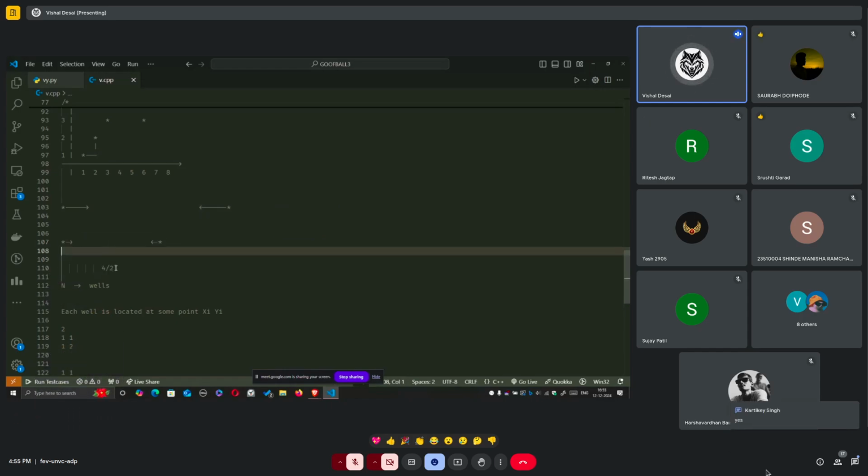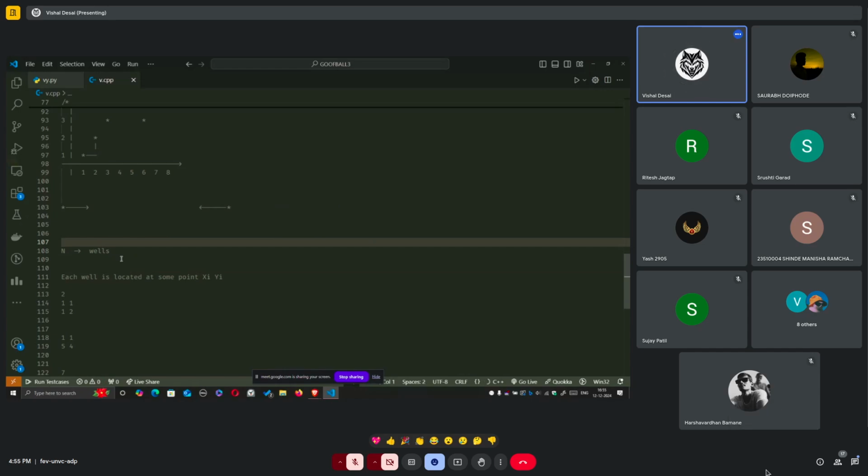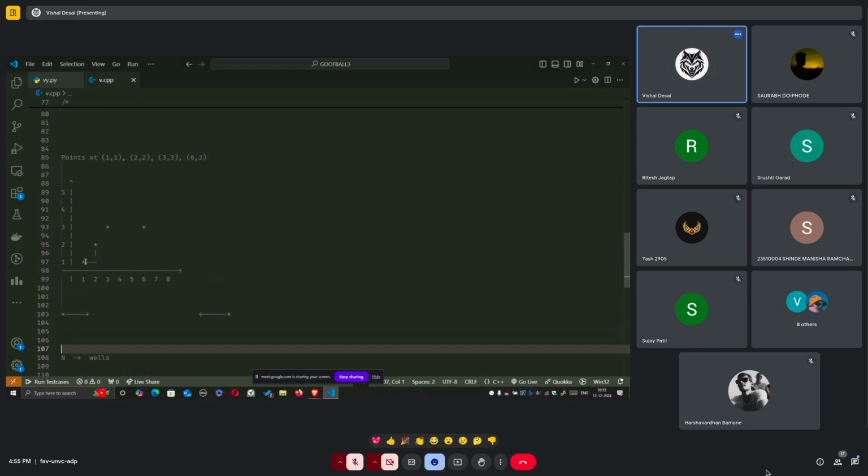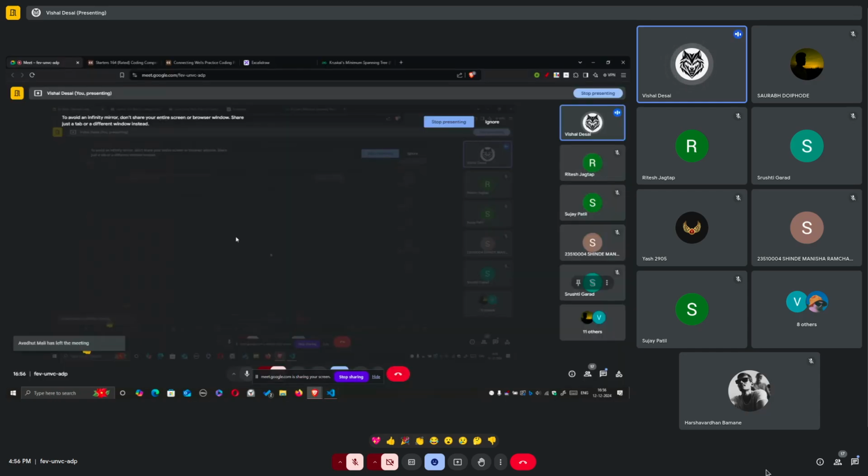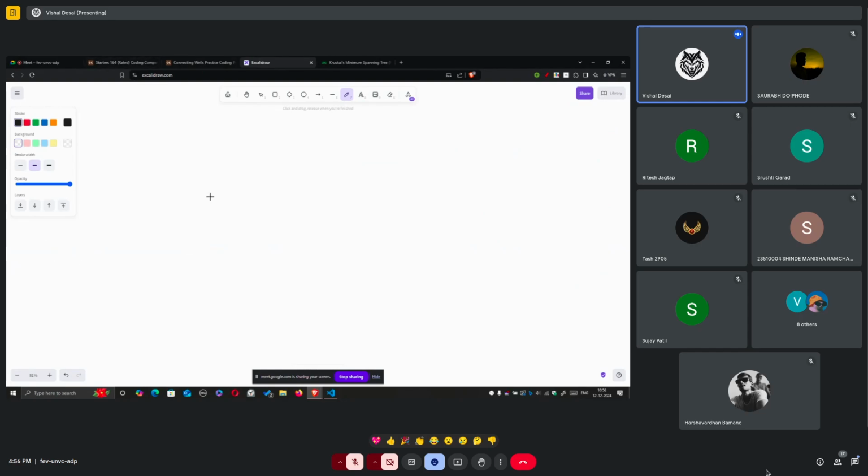Now we have to calculate the distance between each and every point and consider it. Let's say this point is at 1 1 and this point is at 6 comma 3, right? We have to calculate between each point how much distance we have to cover. At the end, I will show you, just a second. So let's say this is some point, this is some point, this is some point, and this is some point. Okay, just a second.